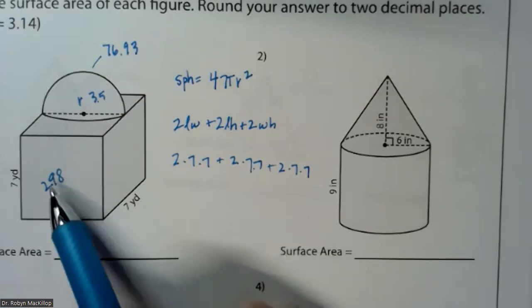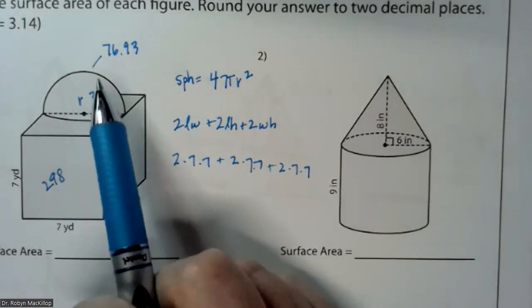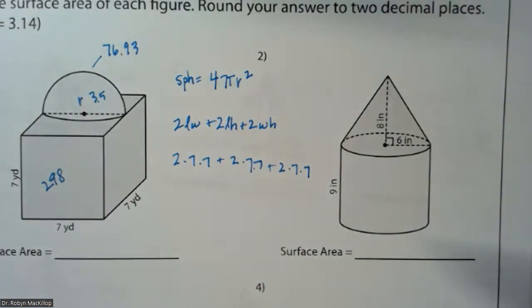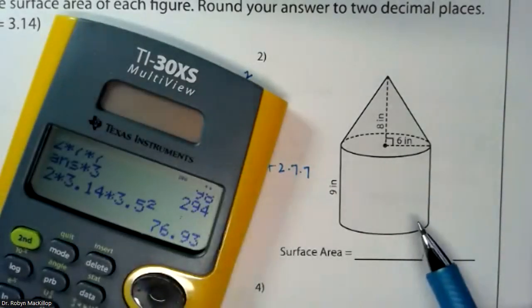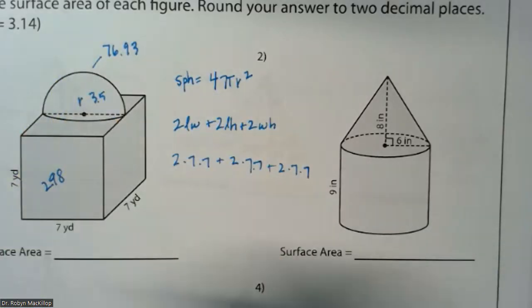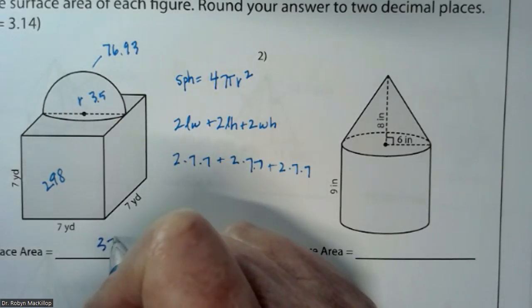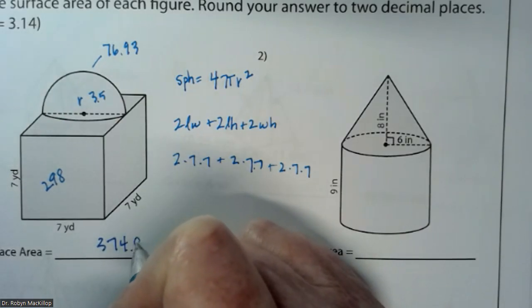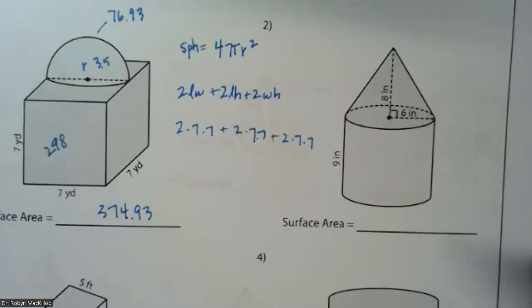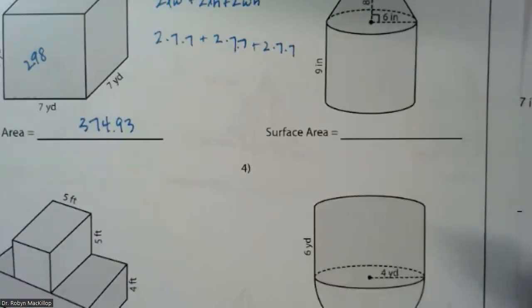Because we need to add the surface area of the box to the surface area of the dome. And that's going to be, I'm not even going to do it by hand, 298. Let's do that, plus 298. 374.93. So the answer is 374.93. What do you think of that? It takes a while. These are not fast. It's annoying because it can take a while.